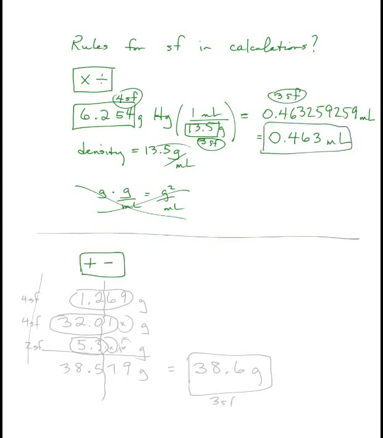So, multiplying and dividing rule. See how many measured sig figs there are in all the measurements in your problem. Go with the lowest for your answer, and that's it. Adding and subtracting is a little different.